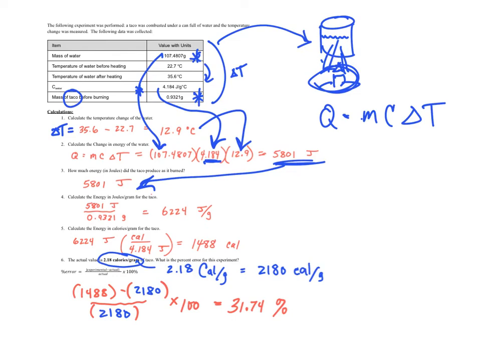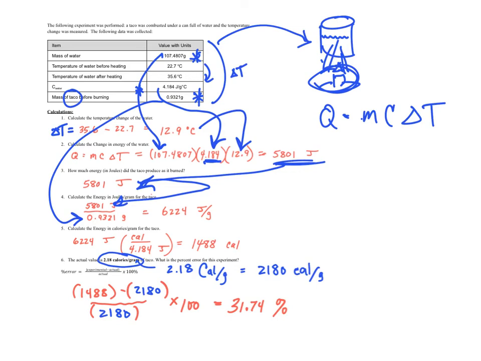All right, number 4, calculate the energy in joules per gram for the taco. Well, the number of joules the taco gave off divided by the mass of the taco will give us the joules per gram for the taco. That would be like what's on the label if you looked at the label of some kind of food. Now, in the United States, we measure food in calories per gram instead of joules per gram. You go to any other country, you'd probably see it listed as joules per gram or joules per serving, and then they'll tell you how many grams are in a serving. So question 5 says, calculate the energy in calories per gram.